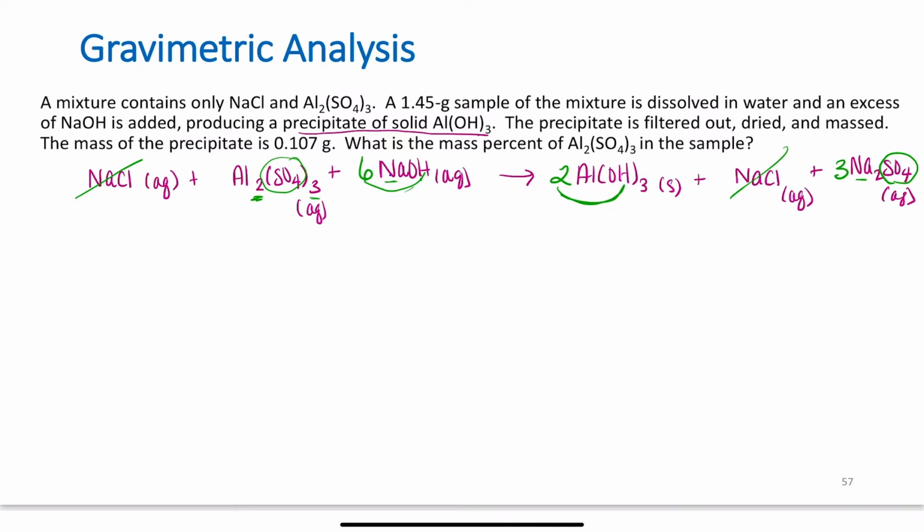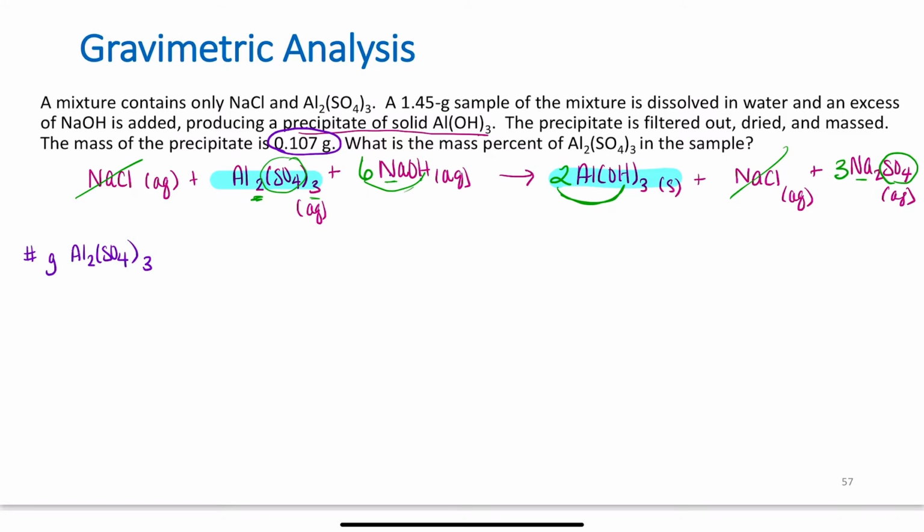Because what I really care about here is the relationship between the aluminum sulfate and the aluminum hydroxide. That's what I'm going to need in the next step. So I'm going to do a stoichiometric conversion here. I want to know the number of grams of aluminum sulfate that I have that could produce this much aluminum hydroxide. I know that that aluminum sulfate is going to limit how much aluminum hydroxide can be made.